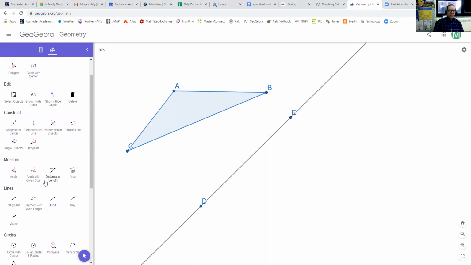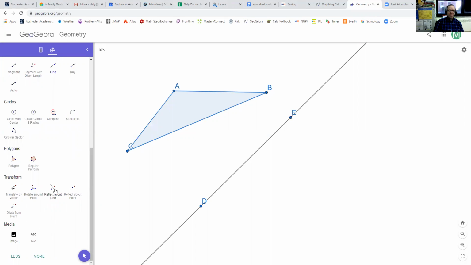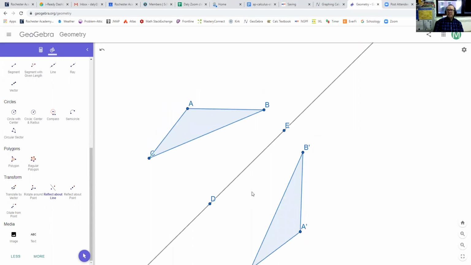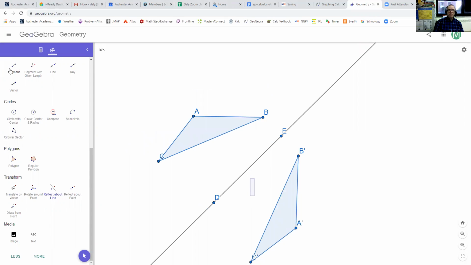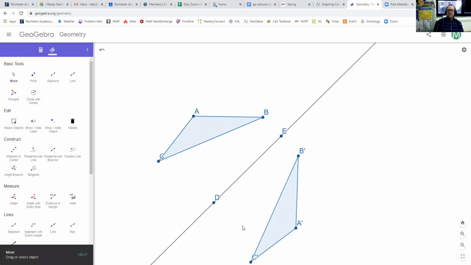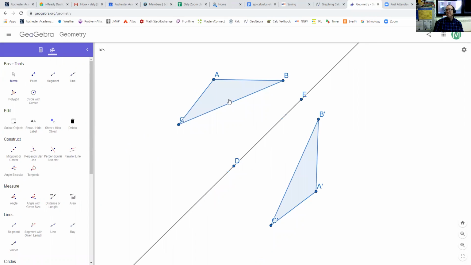And so when we do a reflection about a line, we reflect this triangle across this line, and it's kind of like if we had this on a piece of tracing paper and just flip the paper over. So we've got the triangle reflected across this line.